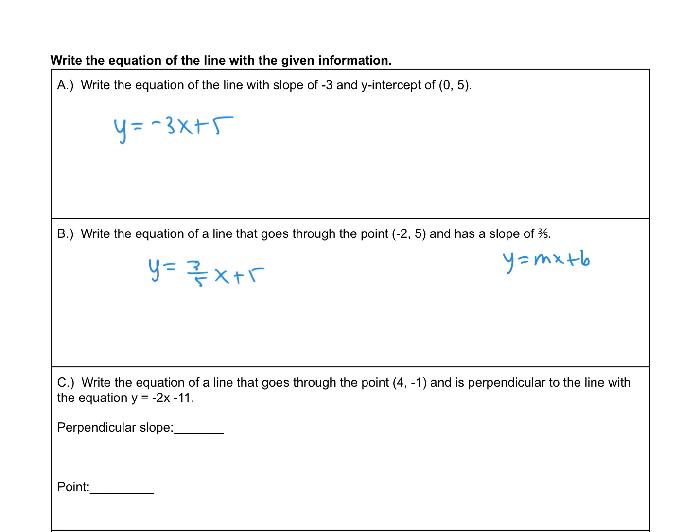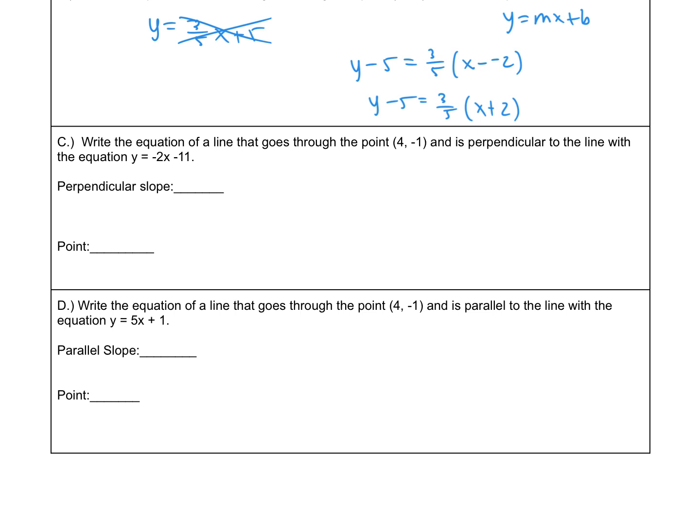Point-slope. Anybody remember the form for that? y minus 5 equals 3/5 times parentheses x minus negative 2, well, plus 2. Great. Okay, and then that subtract a negative, I do want us to make that a positive. Is there any reason to solve for y? No. Do not do extra work. If you do solve for y, it's not wrong, it's just extra work.